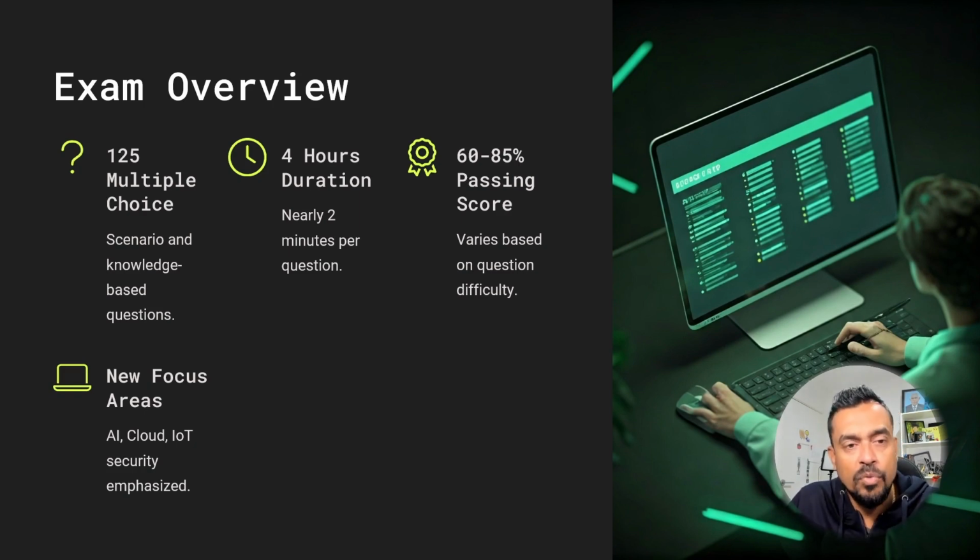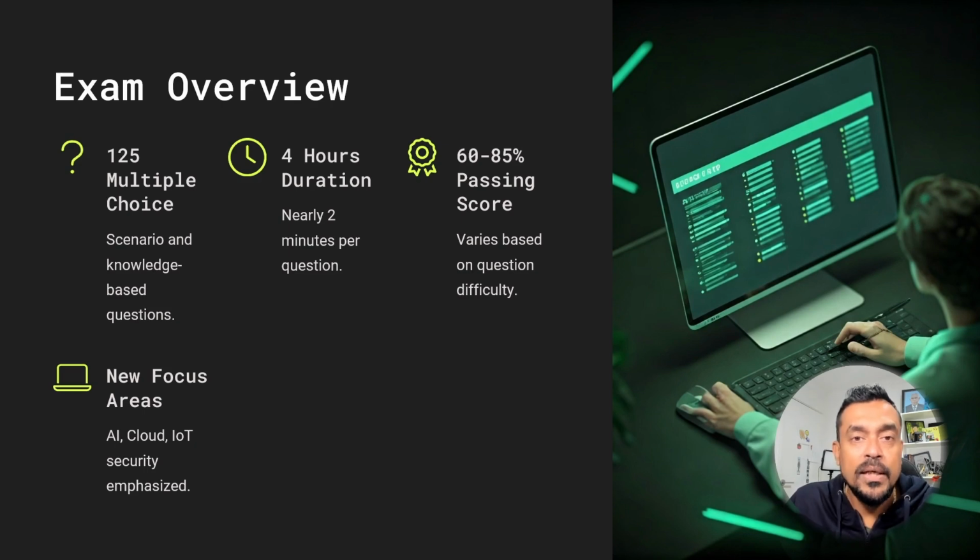The duration is 4 hours, so nearly 2 minutes per question. And each question will not carry the same weight. The passing score would be 60 to 85%, varying based on question difficulty. Difficult questions would give you more marks, and also if you are taking version 13 for the first time, you need to concentrate on AI, cloud, IoT, and security emphasized areas, the new focus areas.